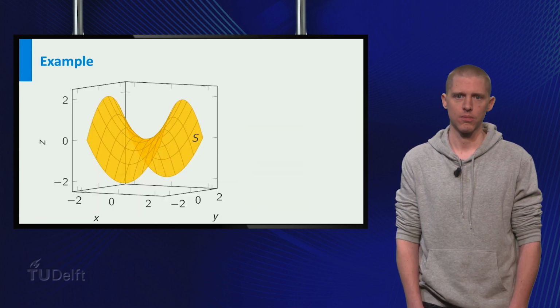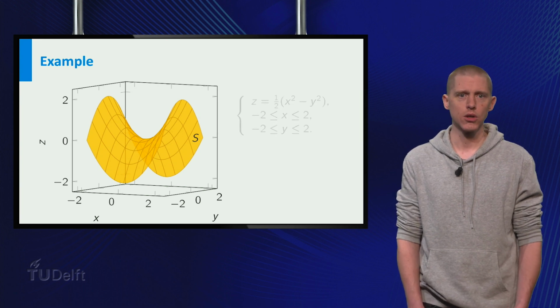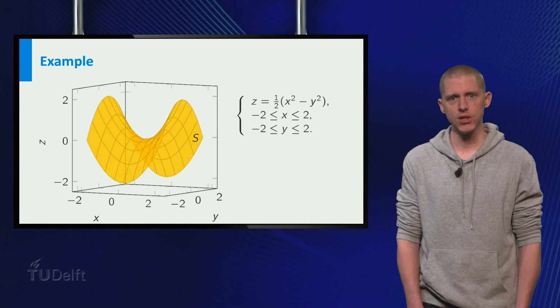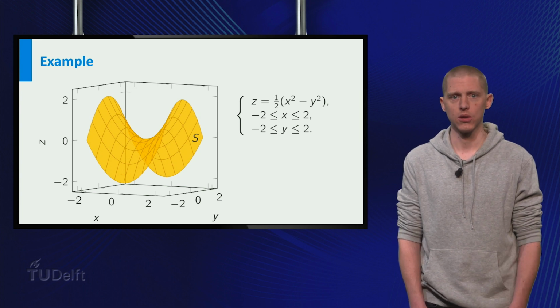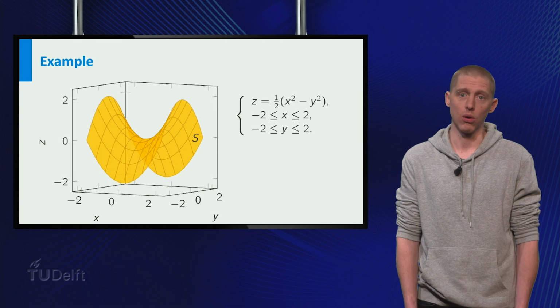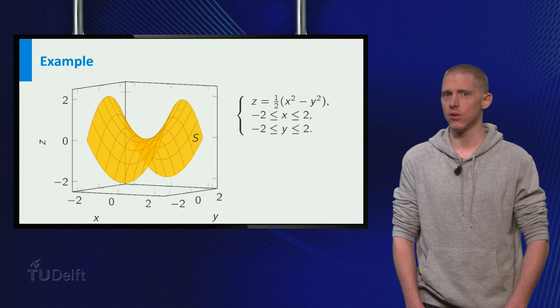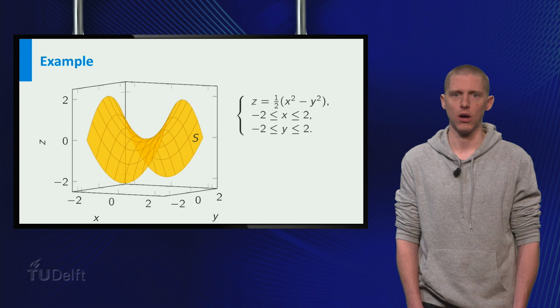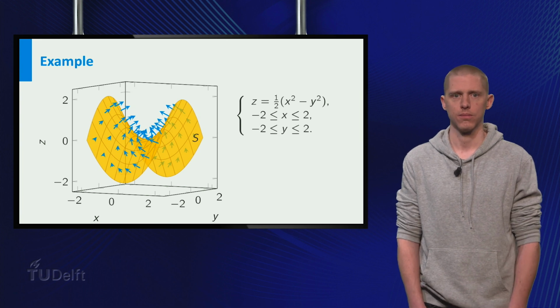For example, consider this surface S. In this case, the surface S is easily described by this equation and these bounds. We can choose the orientation of the surface S ourselves, or by the use of a parametrization of S. I have chosen to use the standard formulas for a graph to obtain the upward unit normal vectors of the surface S, and here you can see a few of them orthogonal to the surface.